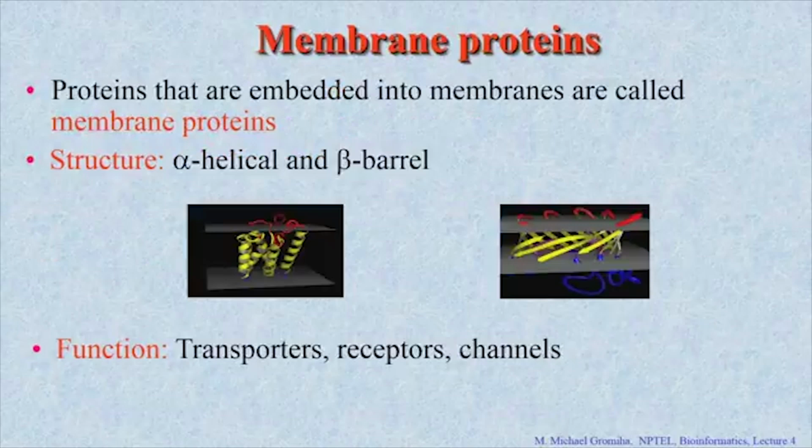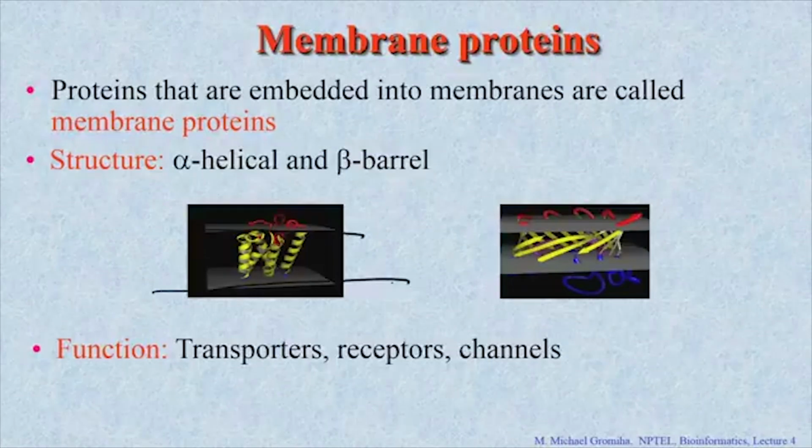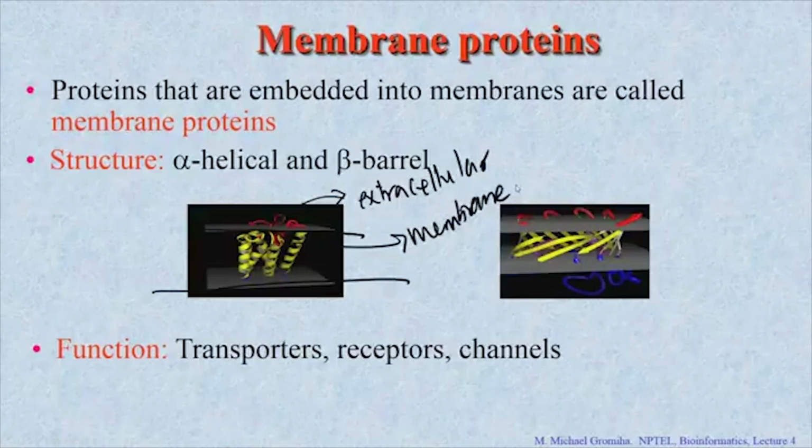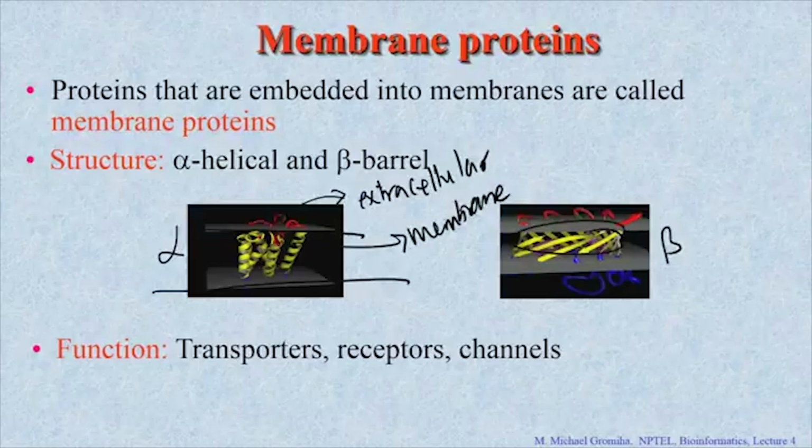Fine. First we discussed globular proteins and fibrous proteins, and the next are the membrane proteins. As we discussed earlier, membrane proteins are embedded into membranes. Here I give two types of proteins. This is the membrane, and these are the proteins embedded into the membrane. This is the outside, the extracellular space, and here is the membrane. As we discussed earlier, there are two types of proteins, alpha and beta. You can see this is a beta barrel conformation.